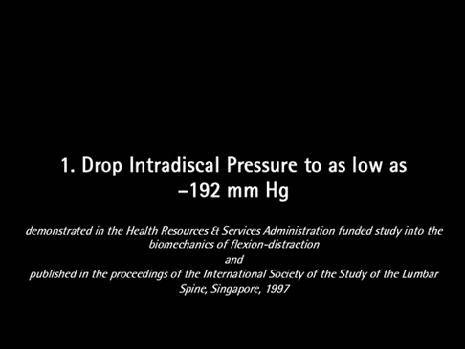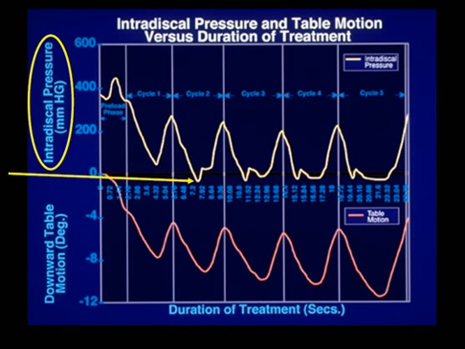The first effect of Cox Technique is that it drops intradiscal pressures to as low as a negative 192 millimeters of pressure. This was demonstrated in the Health Resources and Services Administration funded study into the biomechanics of flexion distraction. It was published as part of the proceedings of the International Society of the Study of the Lumbar Spine, which was held in Singapore in 1997.